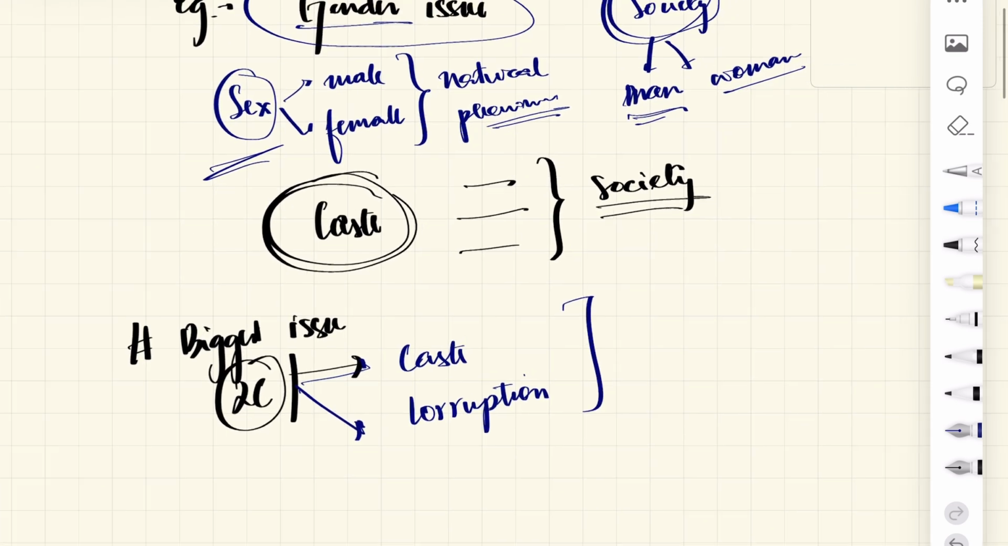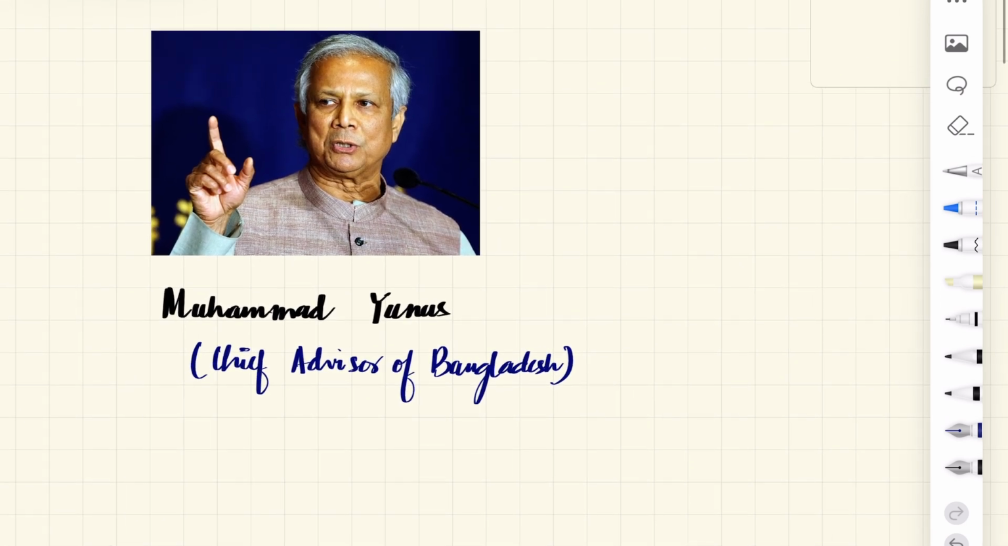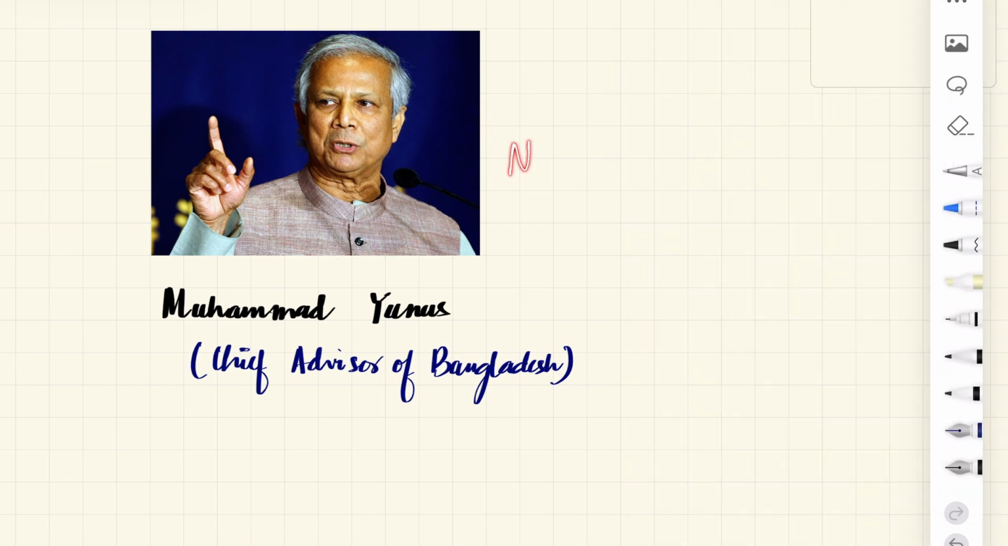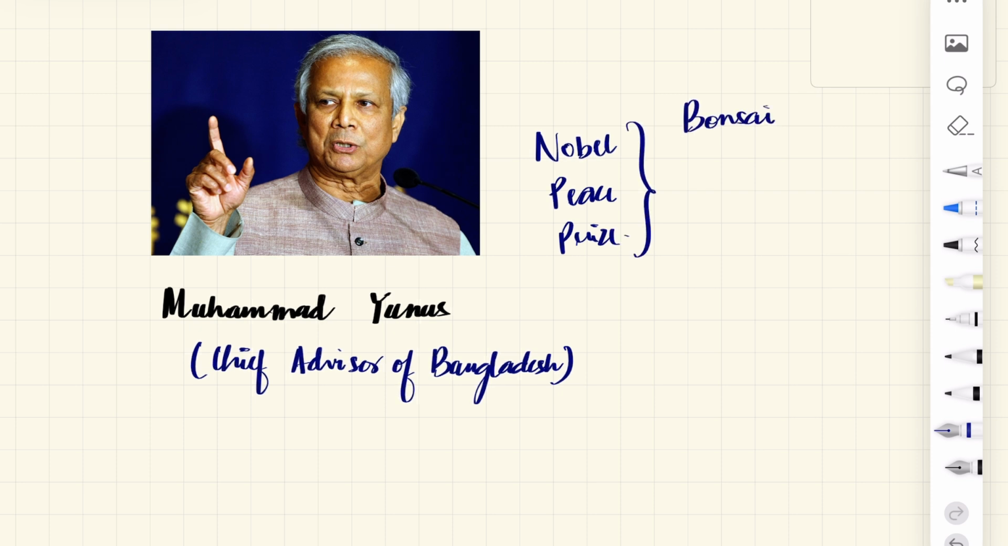So I'll give you an example, okay? You might know this person, Muhammad Yunus, right? He is the chief advisor of Bangladesh. He got the Nobel Peace Prize. Got a Nobel Peace Prize for what? On bonsai poverty. He explained poverty as a bonsai poverty.